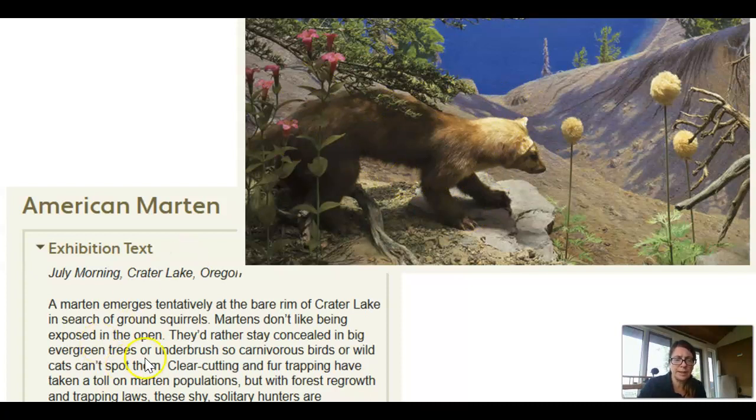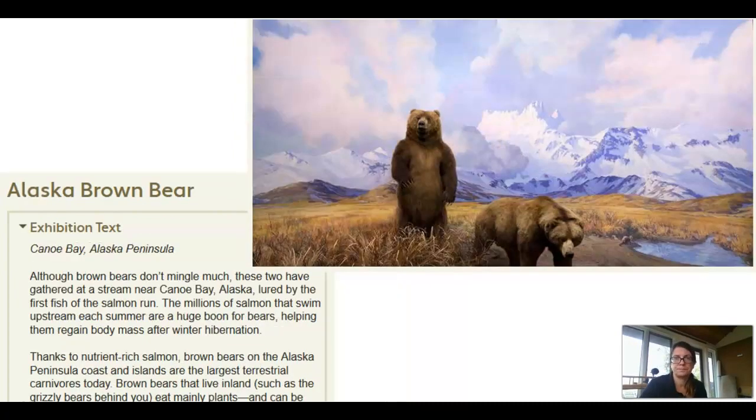If we take a look at the caption, it says martens don't like being exposed in the open. They'd rather stay concealed or hidden in big evergreen trees or underbrush so that carnivorous birds or wild cats can't spot them. And so you can see here in the diorama, the museum employees have positioned the marten, this animal, underneath the bushes so that it represents how it would be interacting with its natural environment. This is how they would behave to stay hidden from their predators.